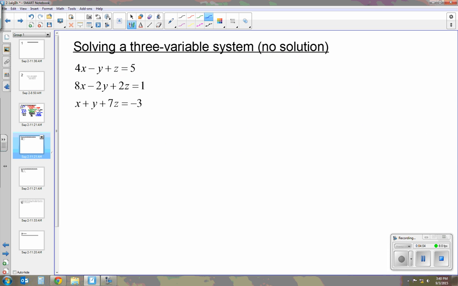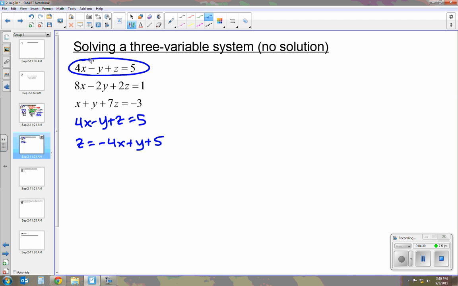Next, I'm going to show you what it looks like to solve a system with no solution. So we're going to do the same as before at the top. Okay, I'm going to solve for z for this one. So I'm going to do this over here. 4x minus y plus z equals 5. I'm going to move everything over away from the z. So I have z equals negative 4x plus y plus 5. So we have our one equation, and we're going to take that equation and plug that into the other 2 equations.